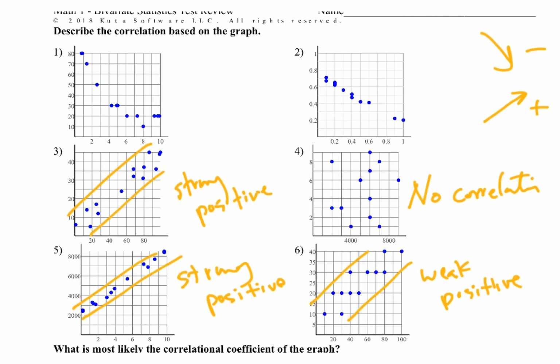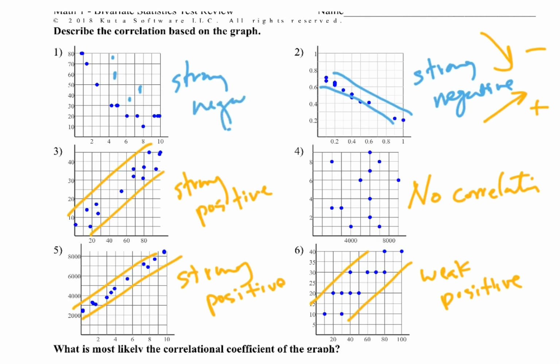Now if we look at the negatives, we've definitely got this one close together, so that's going to be a strong negative. Now, number 1, it looks like it's most likely strong. It'd probably need to be a little more spread out like this in order for it to be weak, so I'd probably call that a strong negative as well.